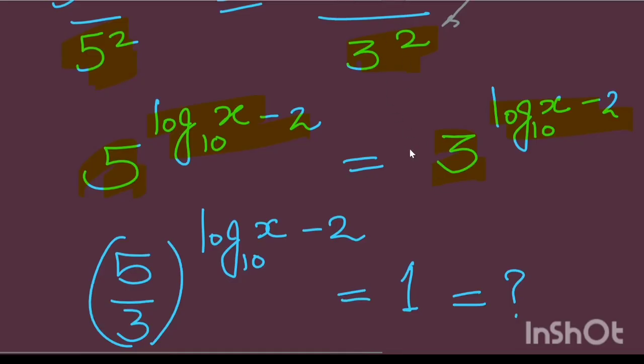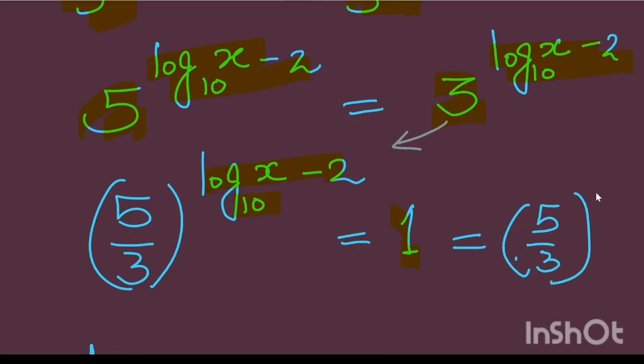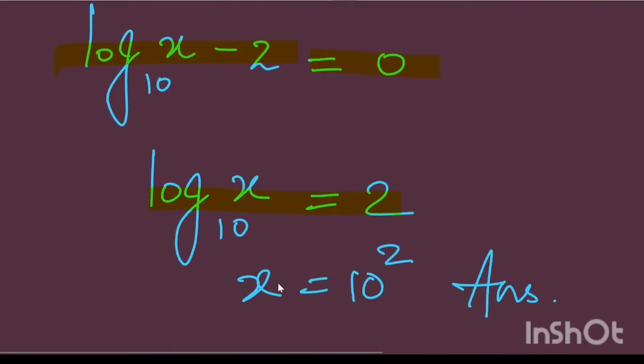So taking 3 to the denominator, since the power is same, we can write 5 by 3 whole to the power log x minus 2, which is 1. So 1 is equal to what, guys? How to solve this? You can use the definition of log, or you can write it in exponent as 5 by 3 to the power what? Yes, 0. So equating the powers, log x base 10 minus 2 is 0, which gives x is 100, which is the final answer, guys.